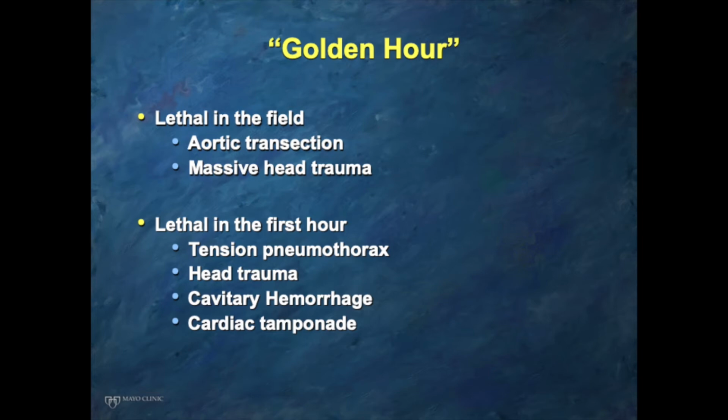And the most common of these that we'll see is tension pneumothorax, head trauma that is operative potentially, cavitary hemorrhage, or cardiac tamponade. And these are the things we're really looking to identify during this primary and secondary survey so that we can act quickly and save this patient.